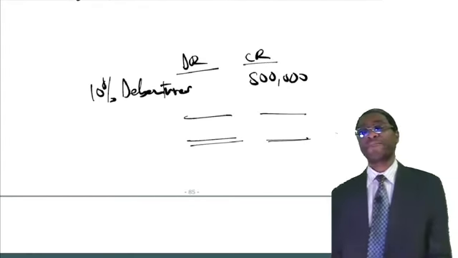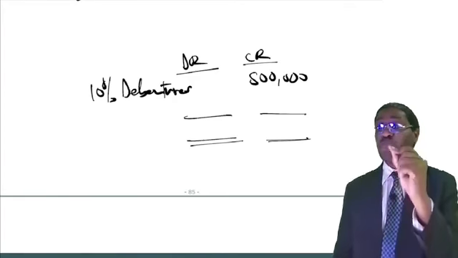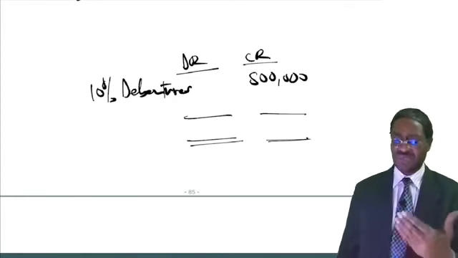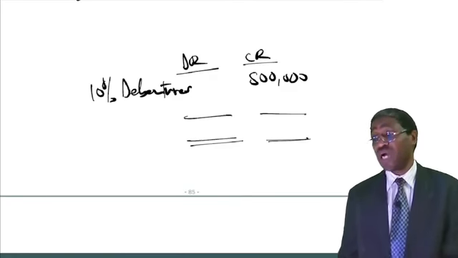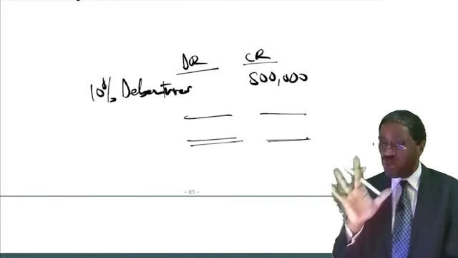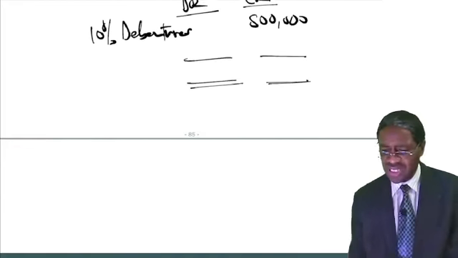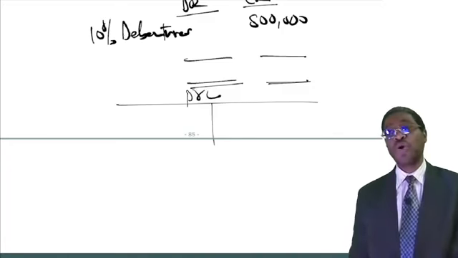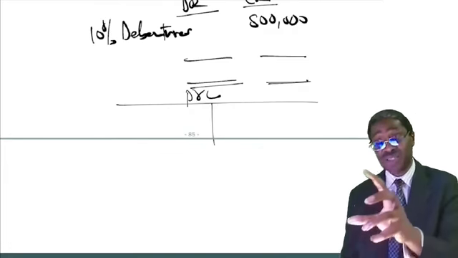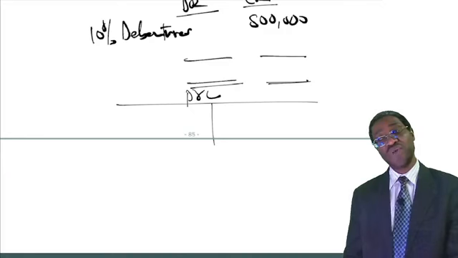Listen. When you were required to prepare an income statement, you are given a trial balance of this nature. The question is, in that income statement, were you charging in that P&L account interest on debentures?